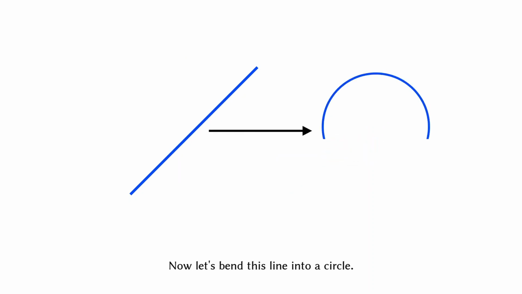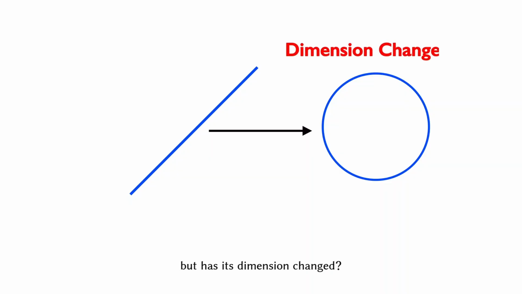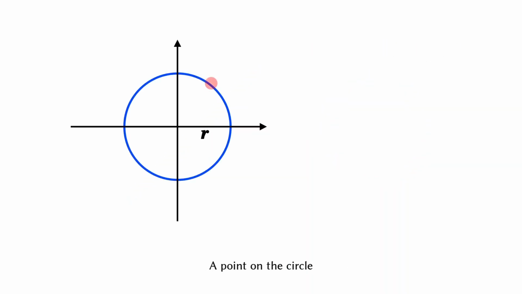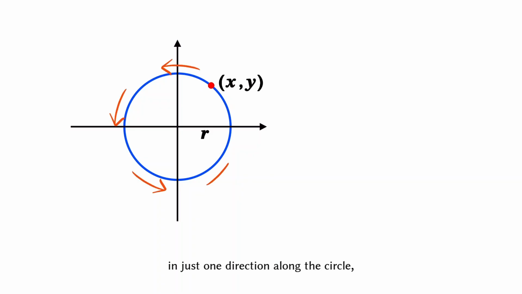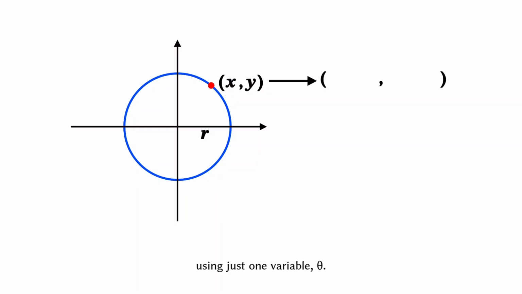Now let's bend this line into a circle. The shape looks completely different, but has its dimension changed? A point on the circle can still be described using two coordinates, x and y. But you can still move in just one direction along the circle, and every point on the circle can be described using just one variable, theta.